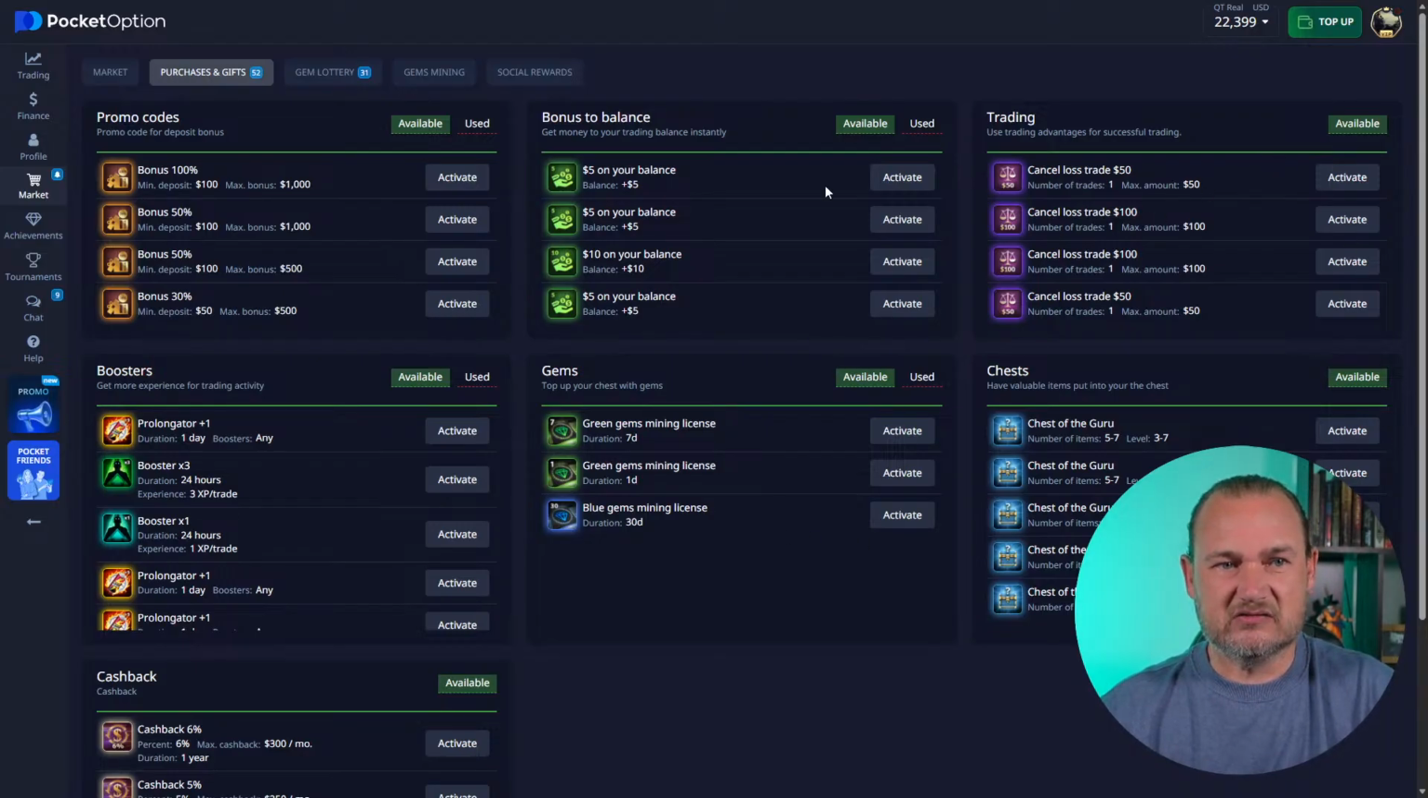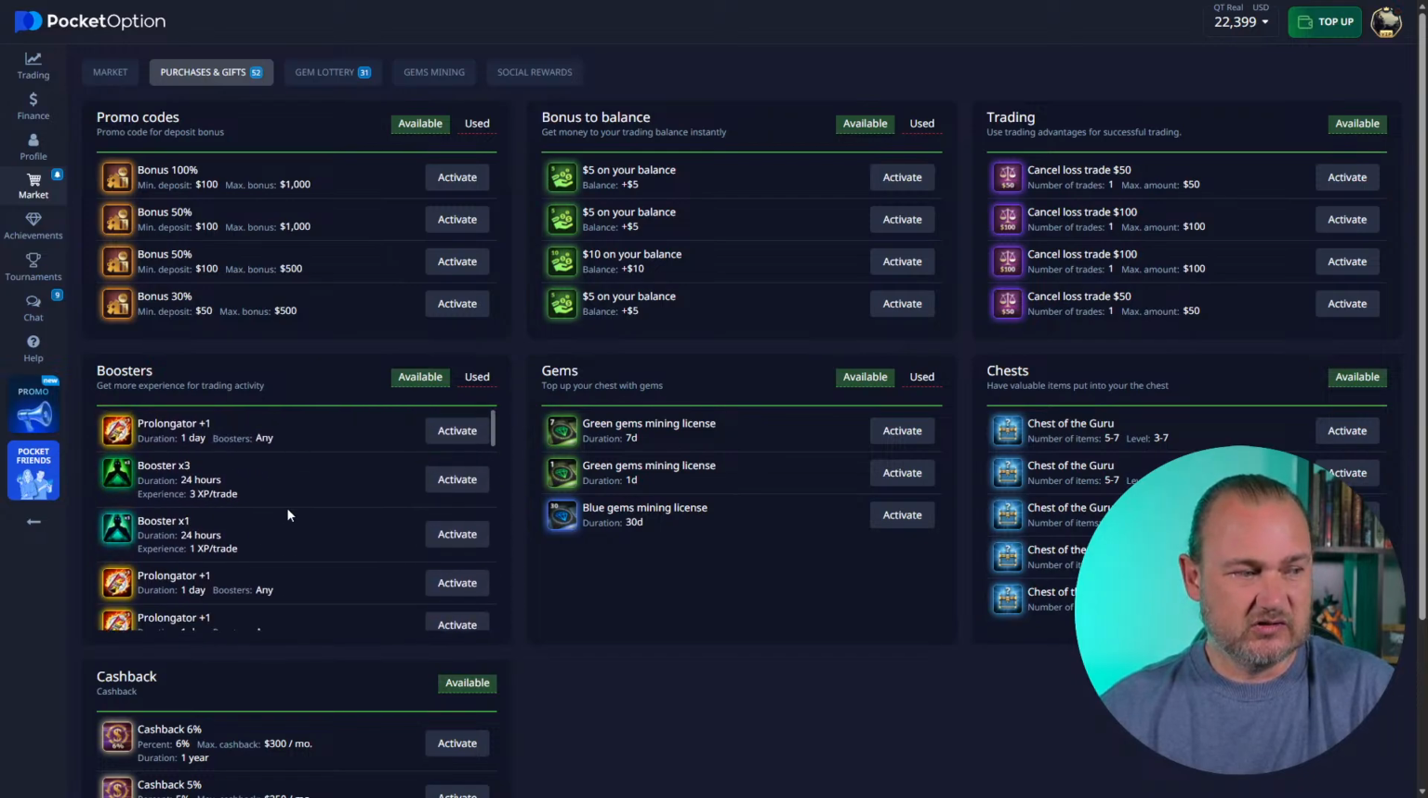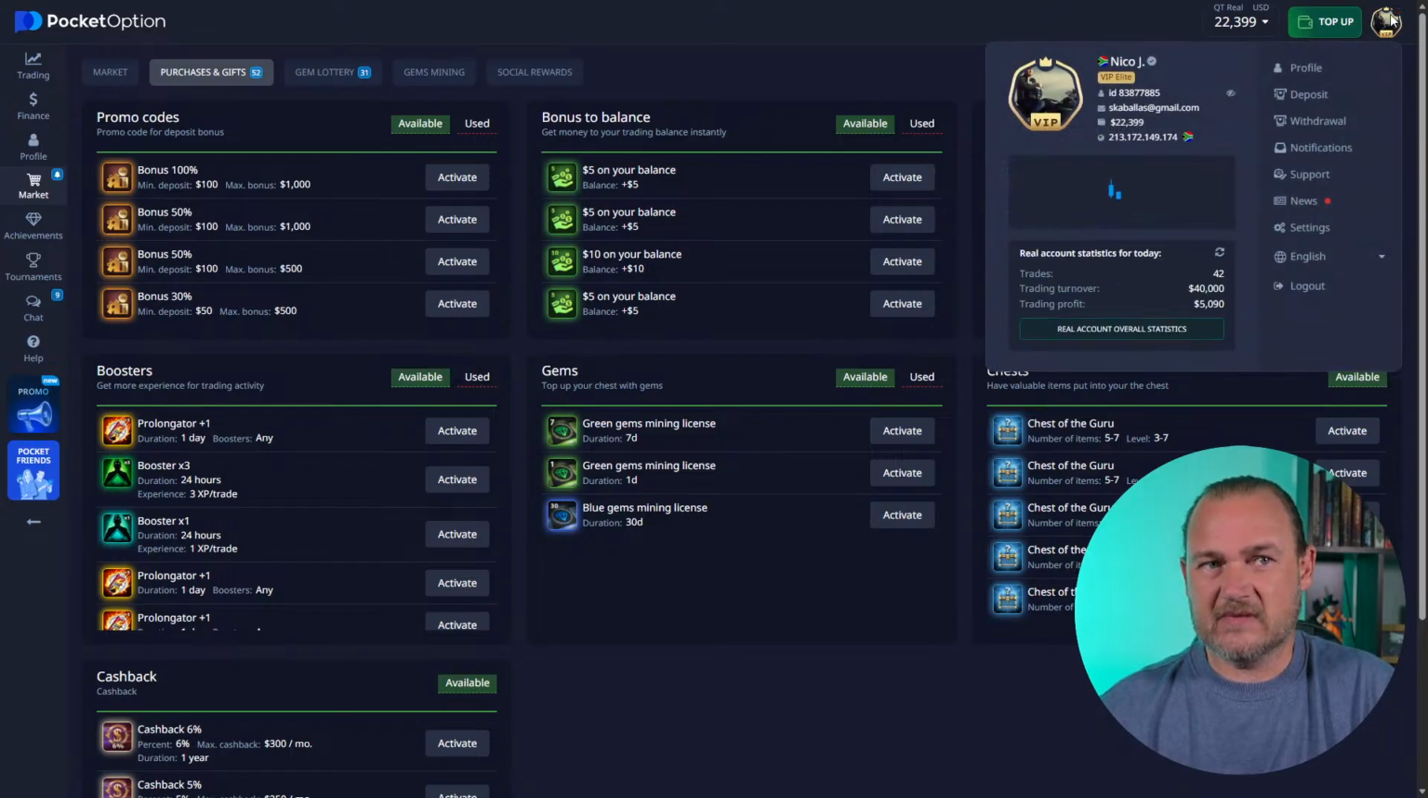So these are lying at the moment, available to me. If I want to, I can activate this, and then if I want to cancel a trade, I'll get my $50 back if it's a $50 trade. So these are all available that I can use, but I'm not going to do that right now. We also have an experience.